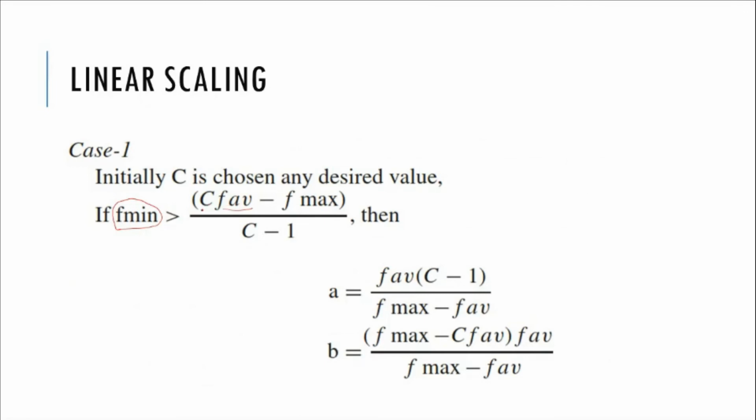Then, C being the constant, it is C into f average minus f max, where f max is the maximum value of the raw fitness, divided by C minus 1.